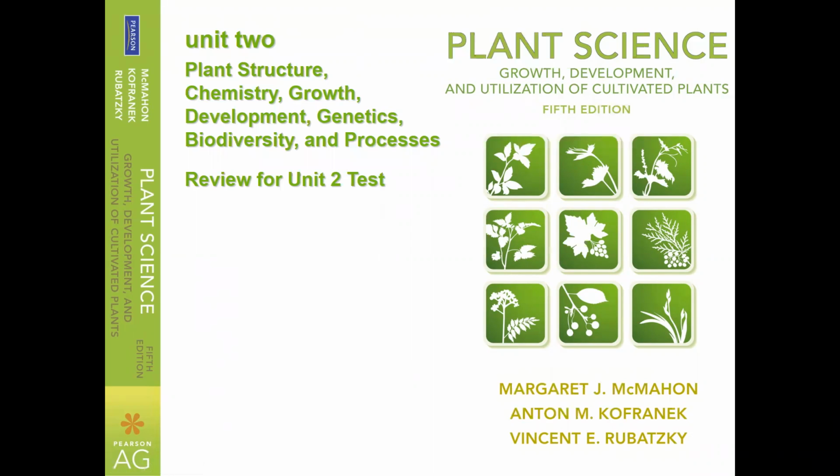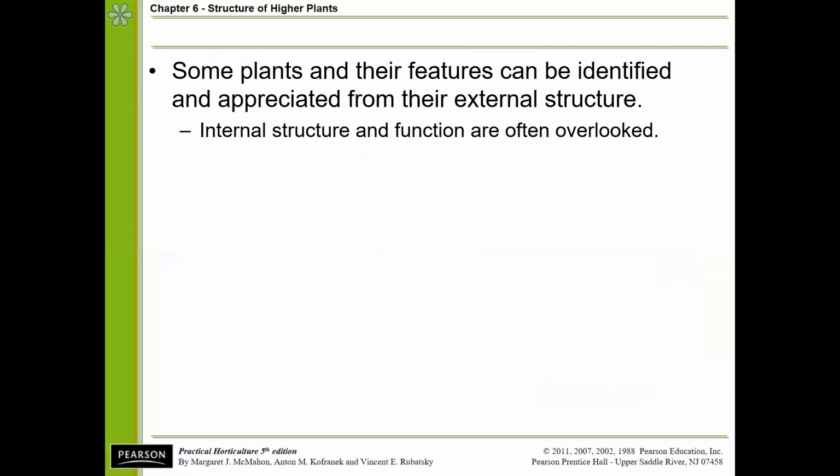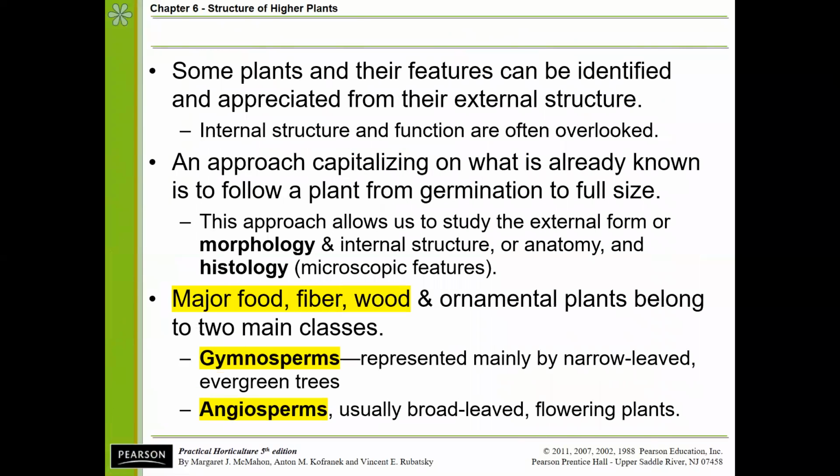So, all right. Let's start off with Chapter 6 here, looking at the structure of higher plants. Just a few highlights here. Major food, fiber, wood, and ornamental plants belong to these 2 main classes, gymnosperms and angiosperms, but not every potential crop does. We could look in ornamental plants. We've got ferns, for instance, that are ornamentals, mosses that we can use as ornamental plants.